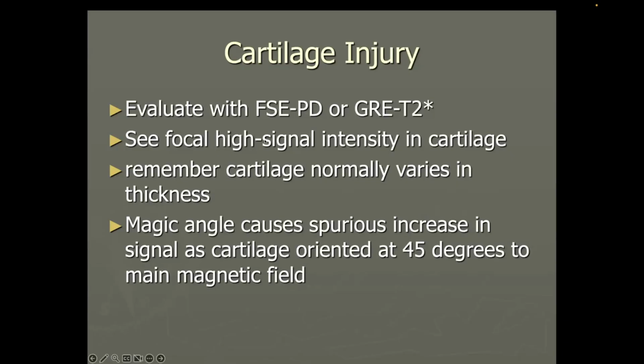So again, you'll see focal high signal intensity in the cartilage. Remember, it varies in thickness. And then magic angle can cause spurious increases in signal when it's oriented 45 degrees to the magnetic field. That's similar to what you'll see for the rotator cuff, where we know the fibers take an oblique turn as they insert on the greater tuberosity. And you'll see signal in the rotator cuff, but no tear. We call that magic angle due to the way the fibers orient in relation to the magnetic field.